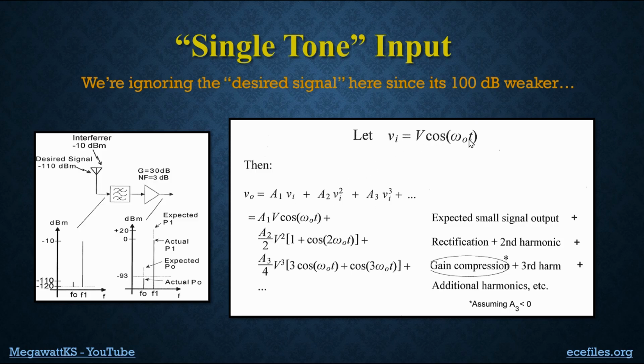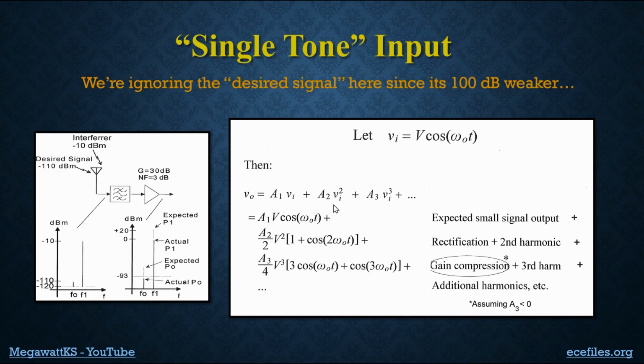Well, we put in this for the input, put it into the first term, and we get A1 times V cosine omega naught t. That's straightforward. That's just an amplified version of the input. The output voltage is A1 times V, where V was the peak magnitude of the input sine wave. All right, so this is expected. It's the expected small signal output. What do these other terms do?